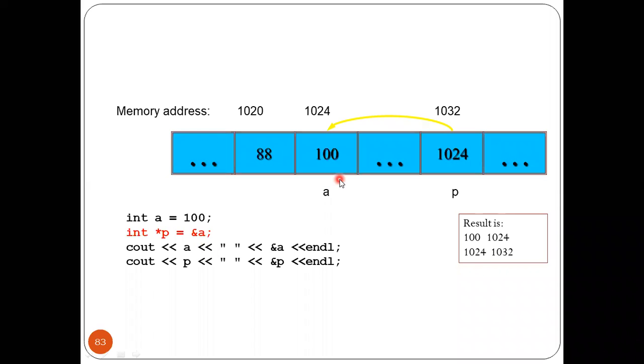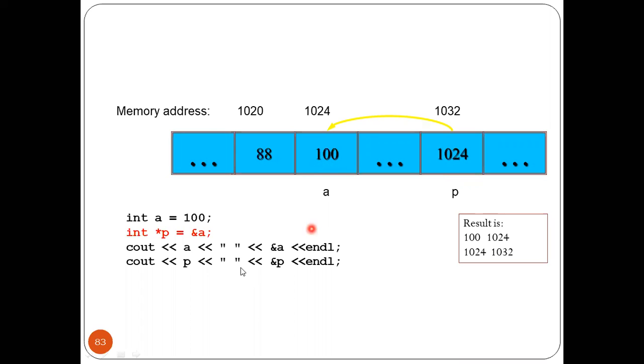So what does it mean? p is again an integer kind of pointer variable, and in the memory location, p will hold the address of 100, that is, of variable a. It can be anything, say 1024, whatever the location at which variable a is stored in memory, that address will be pointed to by variable p.